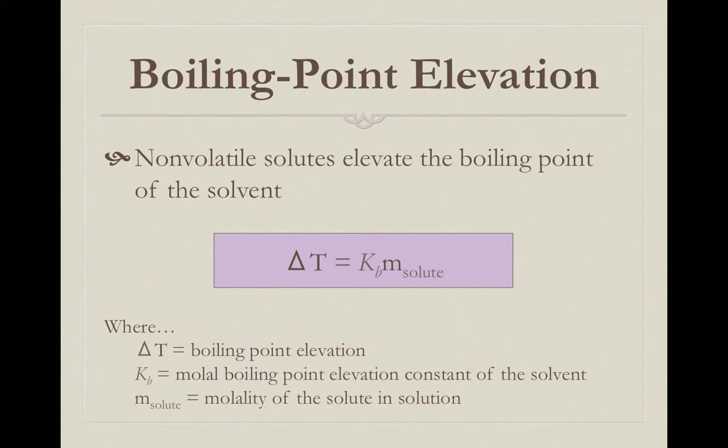Boiling point elevation is exactly what it sounds like. The boiling point increases with a solution. So if you're comparing regular water versus a solution of salt water, the salt water is going to have a higher boiling point. The degree to which the boiling point changes can be found with this equation. Kb is a constant, so you would have to be given it.